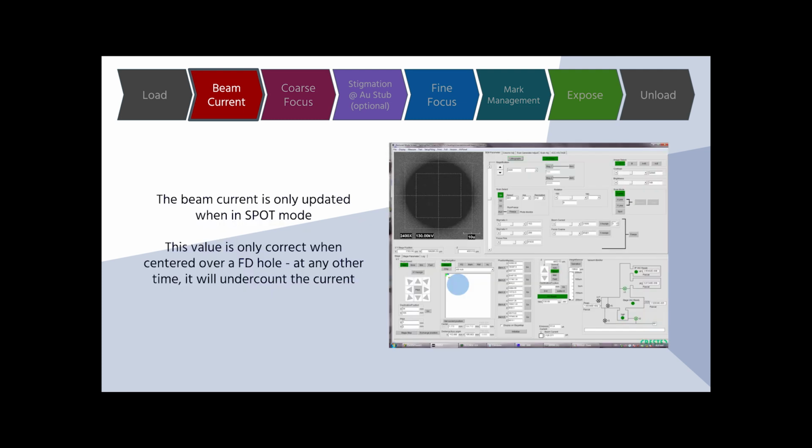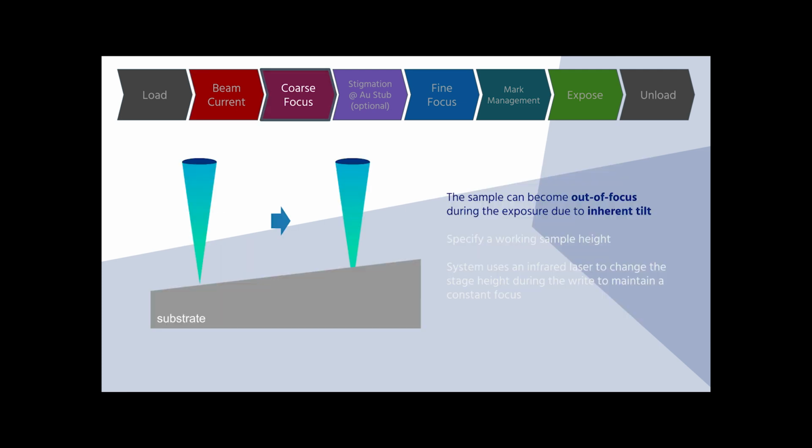To measure your beam current, you will center the beam over one of the FD holes and then go into spot mode. The beam current is only updated when in spot mode. This value is also only accurate when centered over an FD hole. At any other time, it will undercount the current. You can now use the sliders and the control knobs to set your beam current. After setting the beam current, you can now navigate to your sample.